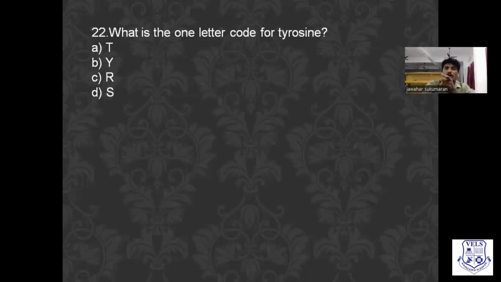What is the one letter code for tyrosine? A. T, B. capital Y, C. capital R, D. capital S. The symbol is TYR, and the one letter code is capital Y. Tyrosine is capital Y. It has a 4-hydroxyphenyl methyl side chain. Answer is B.